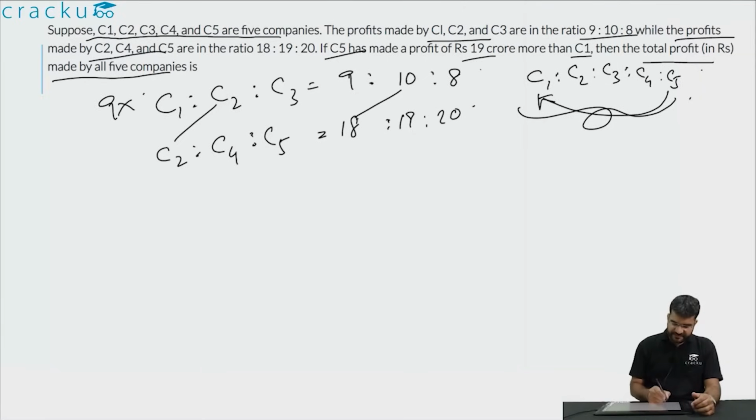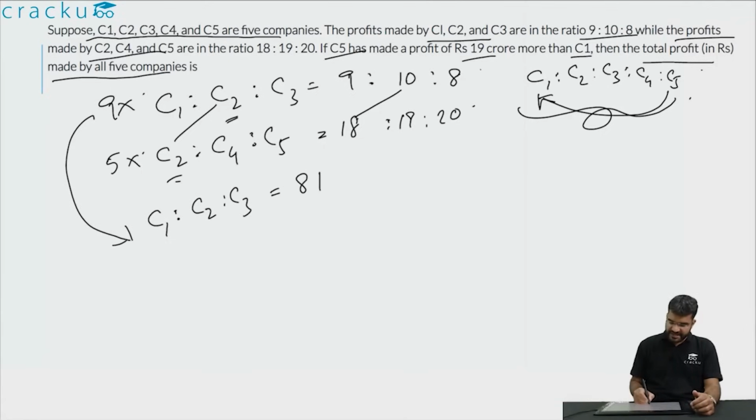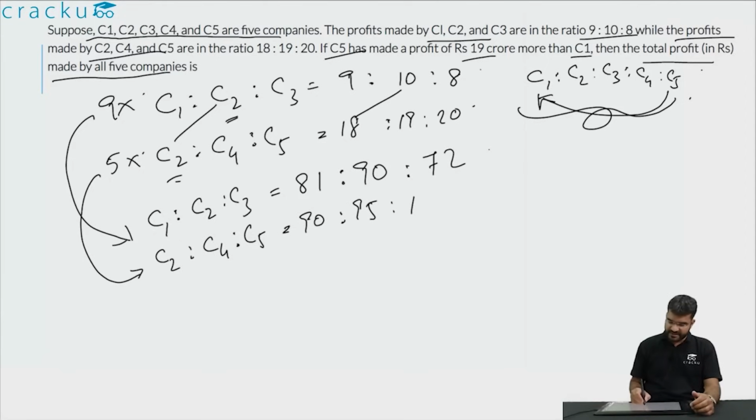So we will multiply the first ratio by 9 and we will multiply the second ratio by 5. Then the C2 term in both the ratios will become 90. Then we can combine all the ratios. After you multiply the first ratio by 9, you are going to get C1 is to C2 is to C3 equal to 81 is to 90 is to 72. Now when you multiply the second ratio by 5, you are going to get C2 is to C4 is to C5 as 90 is to 95 is to 100. Notice that the value of C2 in both the ratios is 90. So now you can combine both the ratios.